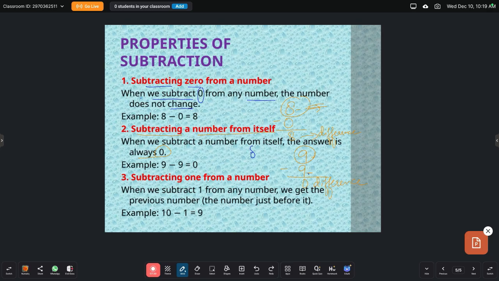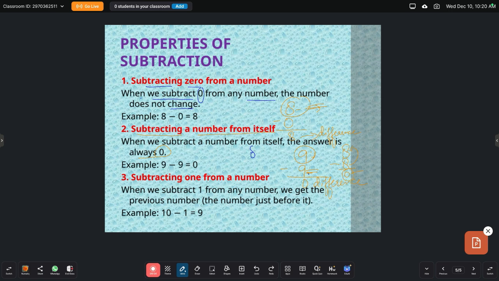Subtracting a number from itself. When we subtract a number from itself, like here, if I have 8, 8 minus 8 is 0. That means when we subtract a number from itself, the result, the difference, is always 0.